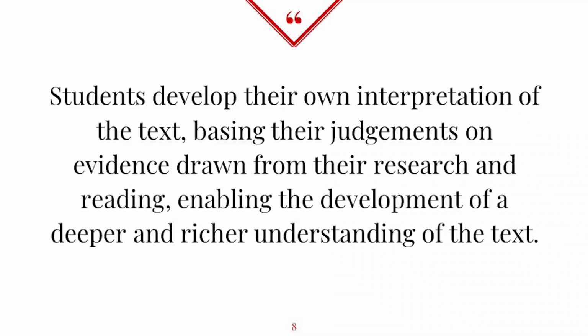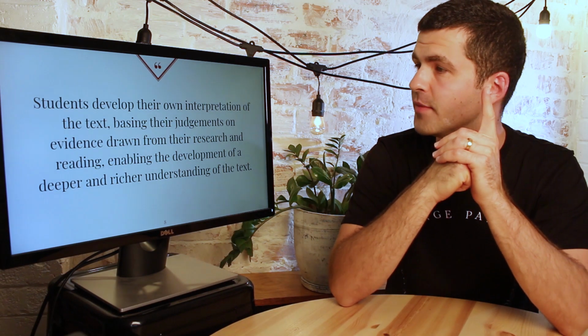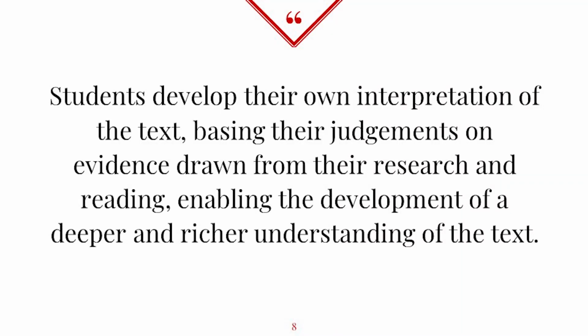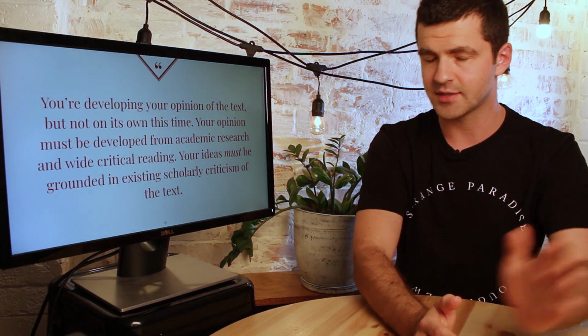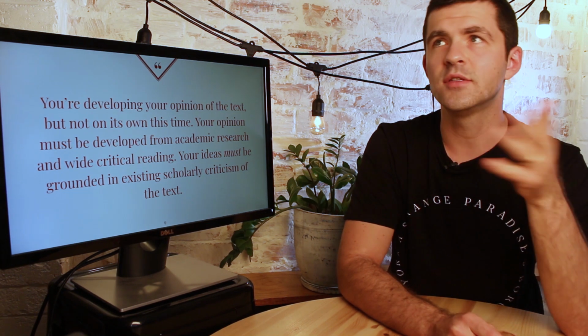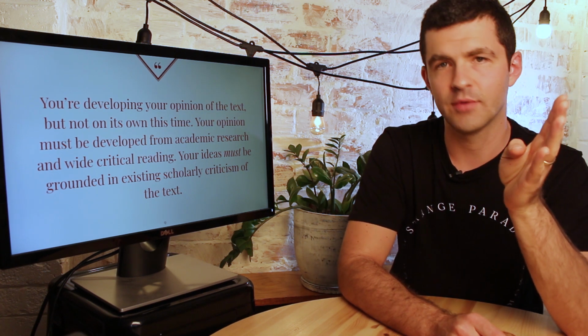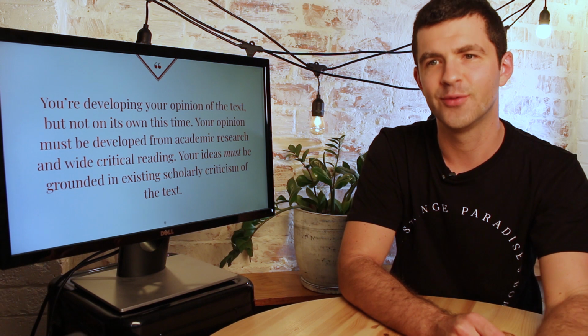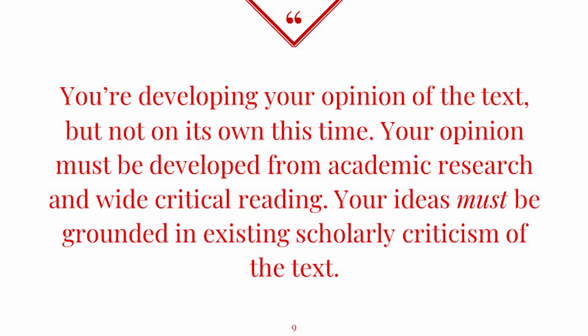Students develop their own interpretation of the text, and here's the key: basing their judgments on evidence drawn from their research and reading, enabling the development of a deeper and richer understanding of the text. What this means is you're developing your opinion of the text, like I said at the front, but not on its own this time. So you can't just say, oh, this is what I think because I think it. Your opinion must be developed from academic research and wide critical reading. So your ideas in this unit must be grounded in existing scholarly criticism of the text.